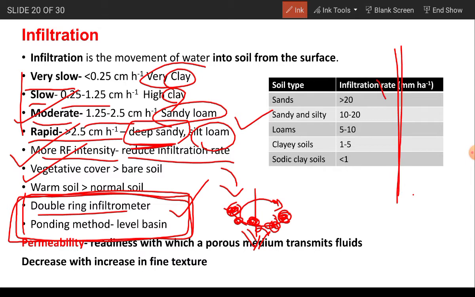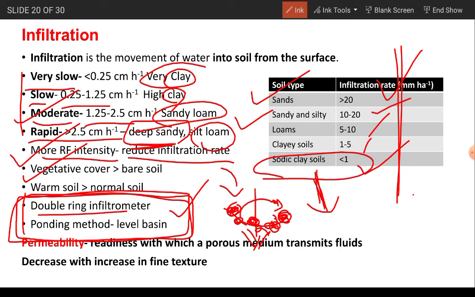For sandy soil it is more than 20 millimeter per hour. For sandy and silty it is 10 to 20. For loamy soil it is 5 to 10. For clay soil it is 1 to 5, and below 1 millimeter per hour is sodic clay soils. Okay, sodic clay soil, because sodium is present. Sodium is a dispersing agent.